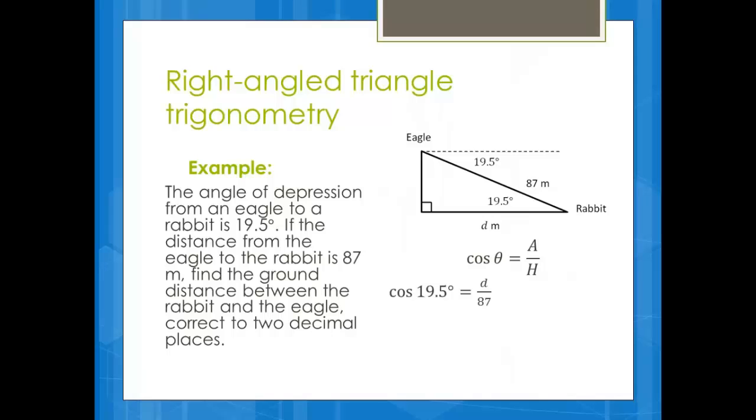Rearranging to solve for d gives d equals 87 cos 19.5. So when we evaluate this, we find that d is equal to 82.01 metres to 2 decimal places.